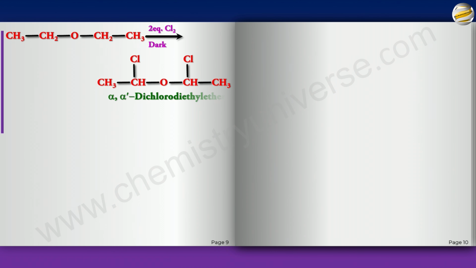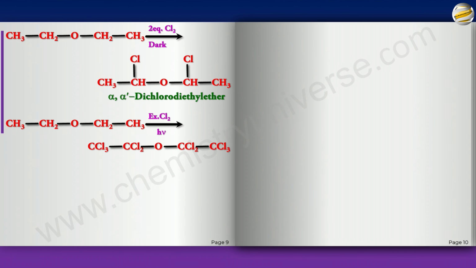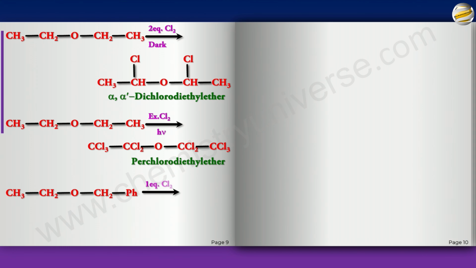But what happens when you have excess? And then you have sunlight also. Now, if you simply have excess in dark, 4H will go. But if you have sunlight also, all of them will go. It's called perchlorodiethyl ether. And in this, what would you suggest? Which radical do you think is more stable, the right or the left? Obviously, the right.